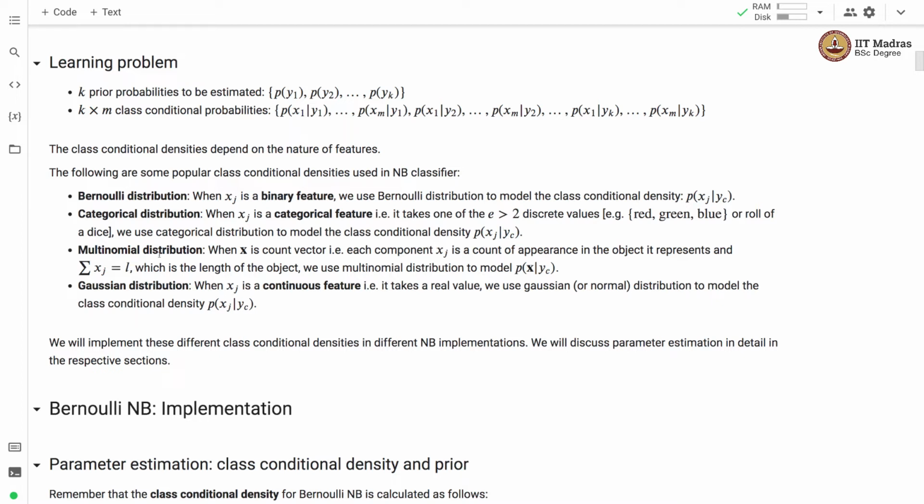Then we have multinomial distribution. When x is a count vector and the sum of all x represents the length of the object, then we use multinomial distribution to model the joint probability of the features given the label. And finally, if xj is a continuous feature, that is it takes a real value, then we use Gaussian or normal distribution to model the class conditional density.